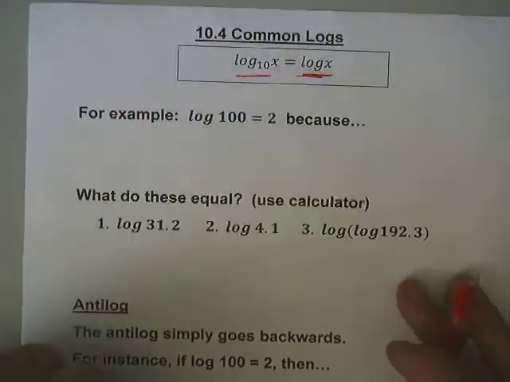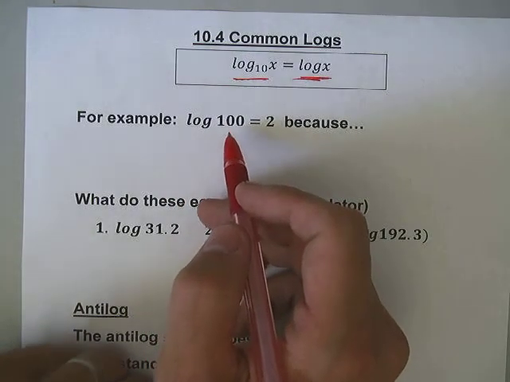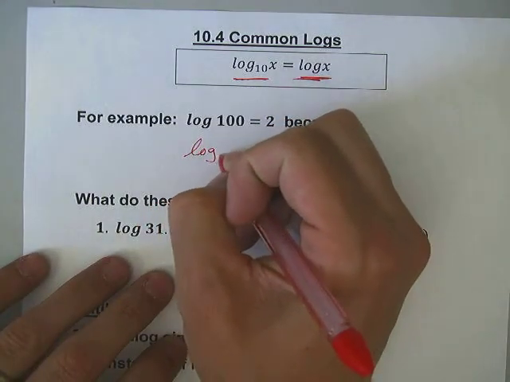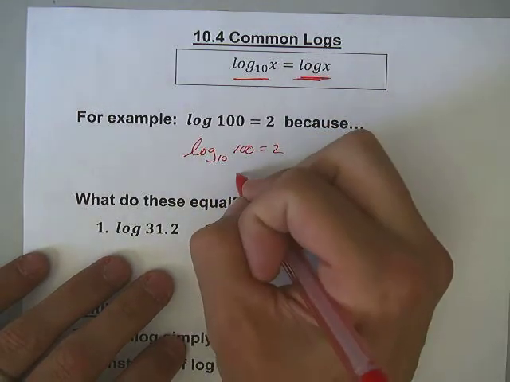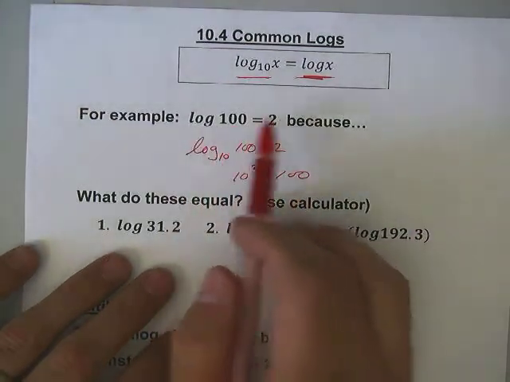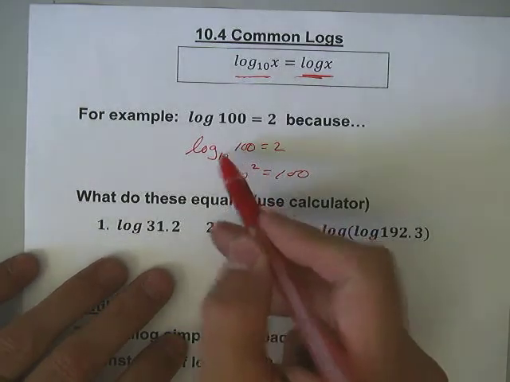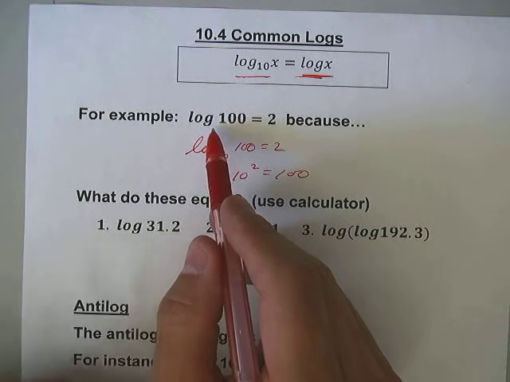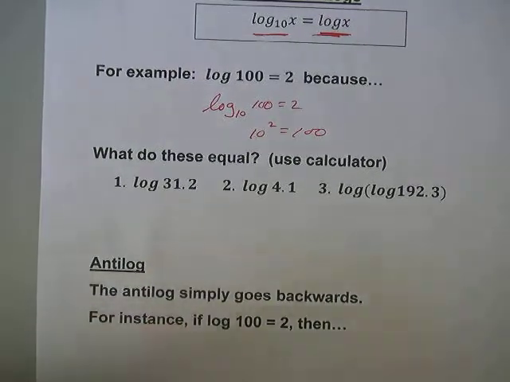Okay? So for instance, if I say log 100 is equal to 2, that's because if I were to actually write it like this, log base 10 of 100 equals 2, if I write that exponentially, that means 10 squared equals 100. So that is true, log of 100 does equal 2 because 10 squared is 100. Now you don't have to put the 10 ever. If you write log and you forget the base, it's assumed it's 10, so make sure you're careful with that.